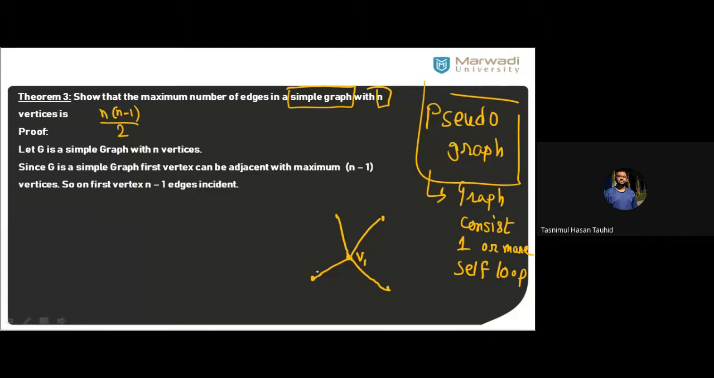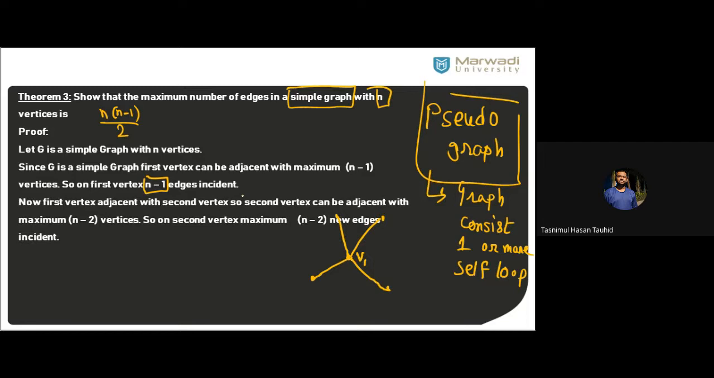For n vertices, what's the maximum possibility? N minus 1. So n minus 1 is the maximum possibility for the first vertex, V1. Similarly, go for the second vertex. Once I take the first vertex, the distribution for the first vertex has been completed. Now we'll go for the second vertex, V2. The maximum possibilities to connect are 3. I can introduce 3 edges to connect to all other vertices.